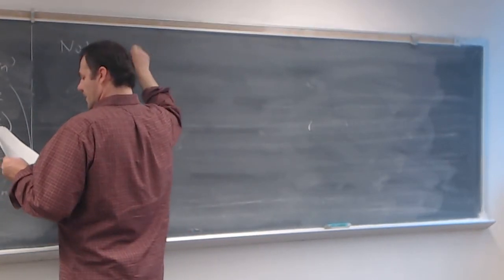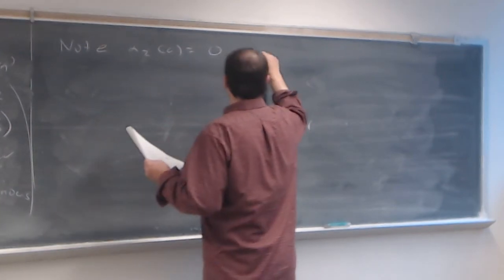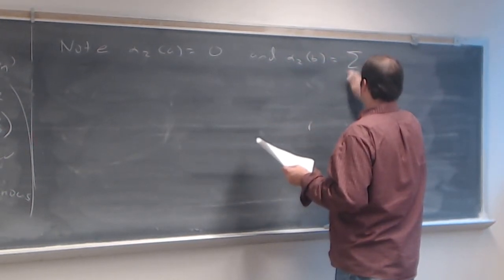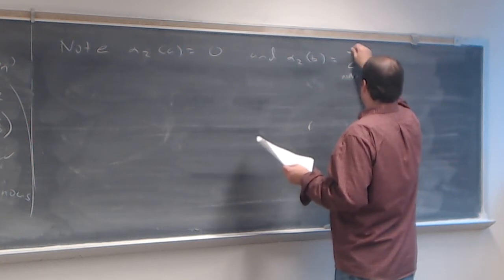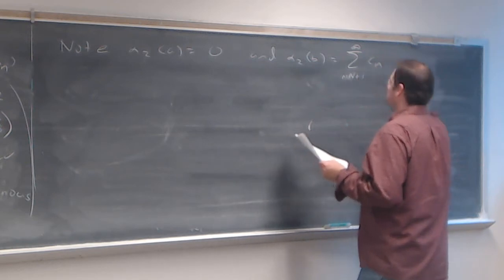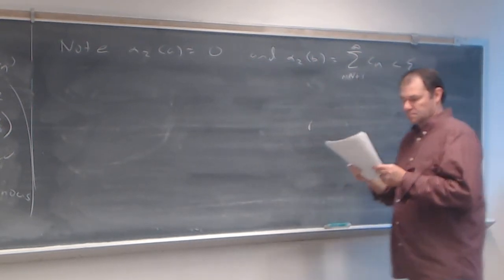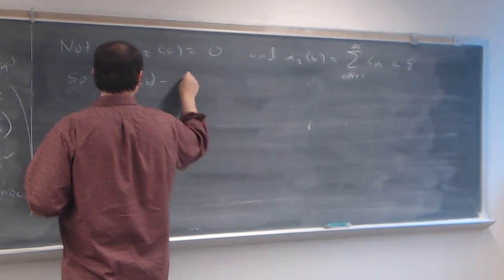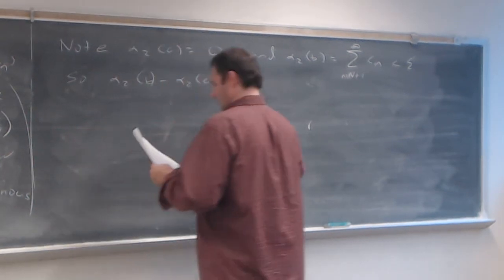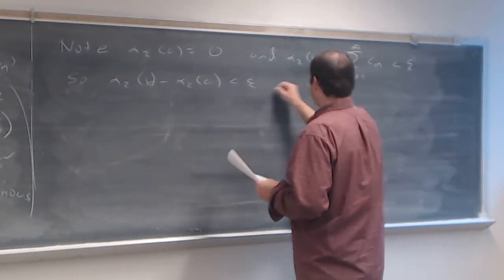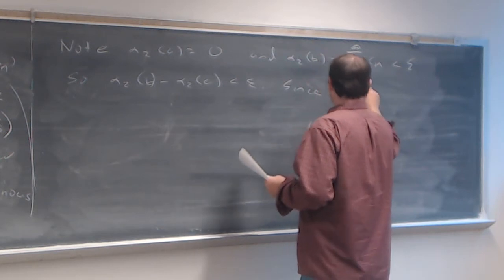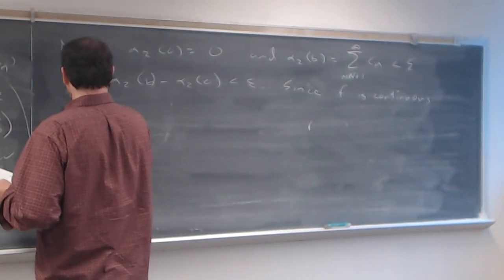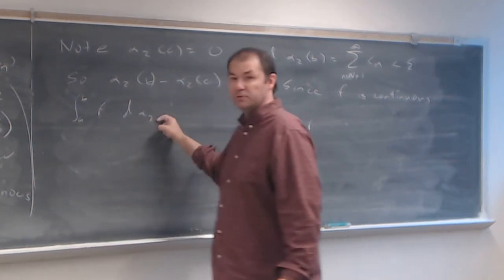Note that alpha sub 2 of A is going to be 0, and alpha sub 2 of B is going to be the sum as n runs from n plus 1 to infinity of the Cn's, which we know to be less than epsilon. So alpha sub 2 of B minus alpha sub 2 of A is going to be less than epsilon. Now, since f is continuous, the integral from a to b of f d alpha sub 2 exists.